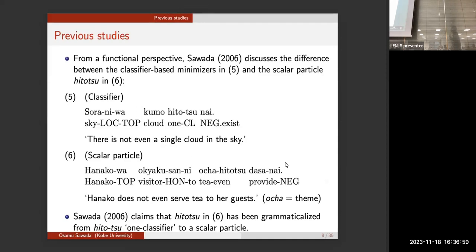From a functional perspective, I myself once discussed the difference between the classifier-based minimizer, like (5), and the scalar particle hitotsu, like (6). As we have already observed, there's a difference between the classifier type and the scalar particle type. (5) means there is not even a single cloud in the sky, and here tsu is clearly a classifier, which counts the number of clouds. But in the case of (6), Hanako wa okyakusan ni ocha hitotsu dasanai, Hanako doesn't even serve tea to her guests. Here, I assumed that hitotsu in (6) has been grammaticalized from hito plus tsu into a single scalar particle.